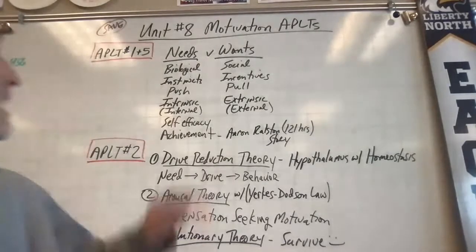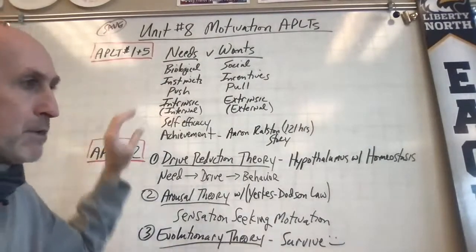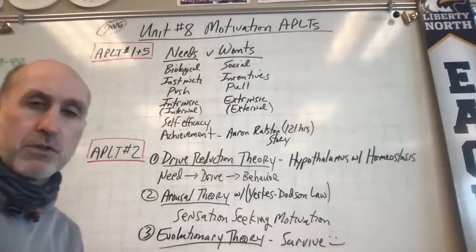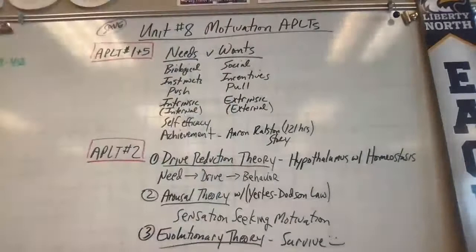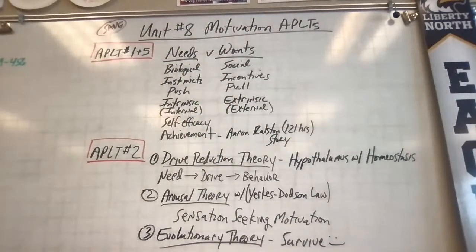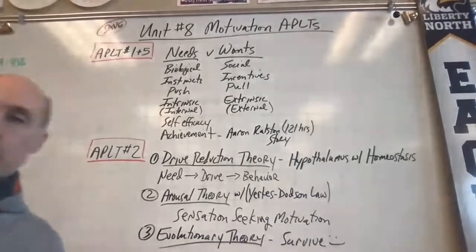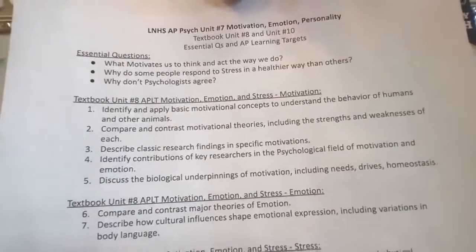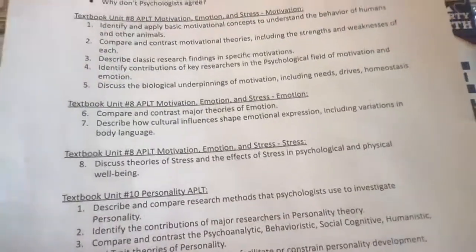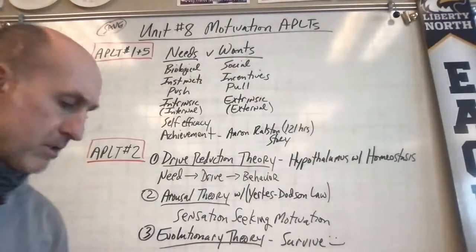Okay. All right. So Unit 8. So we're starting Unit 8, which is motivation, emotion, and stress. We've actually already covered the stress component of the unit. Okay, AP learning targets. I'm going to go grab those real quick. Okay, so number 1, again, and these are on Canvas. I've got them divided up in Unit 8 by specifically motivation, emotion, and then stress. The stress one, again, we've already covered, and it's only one learning target.